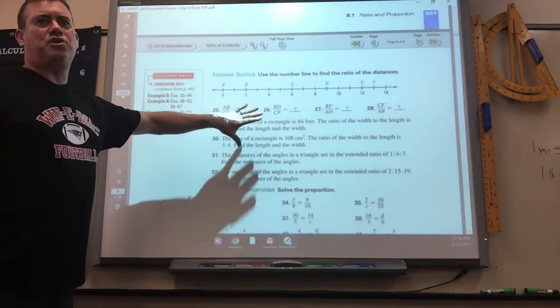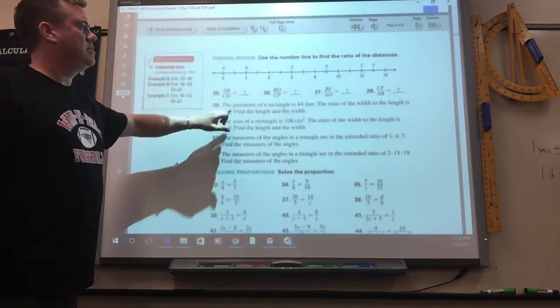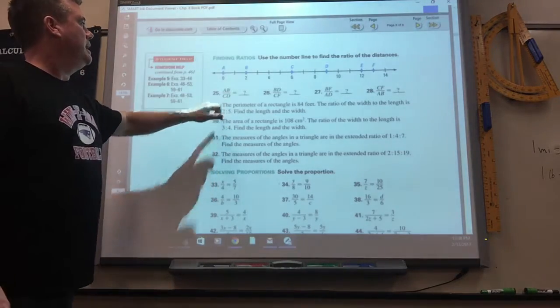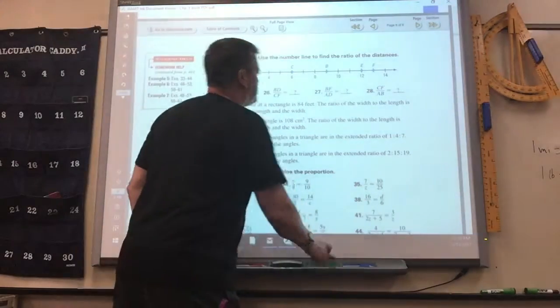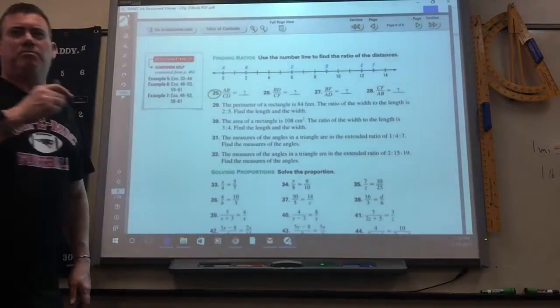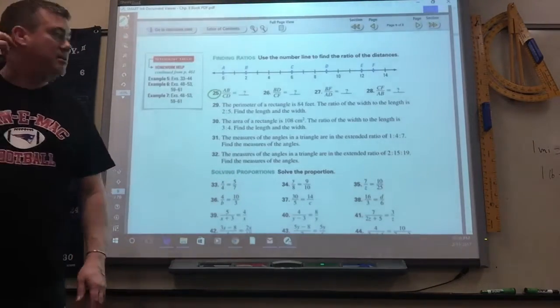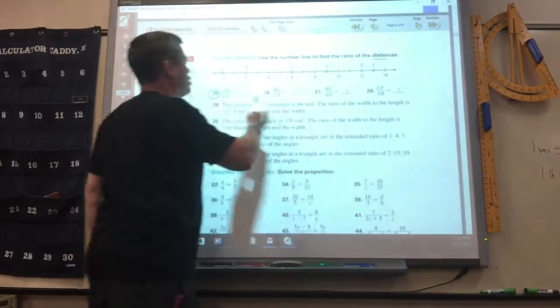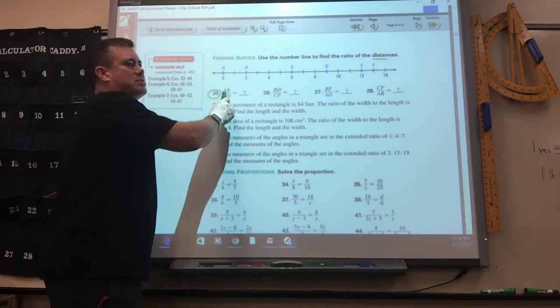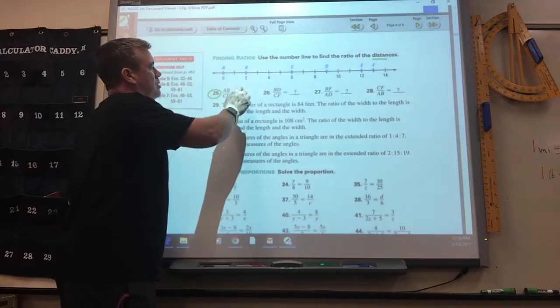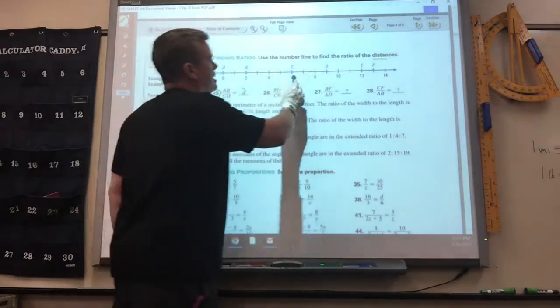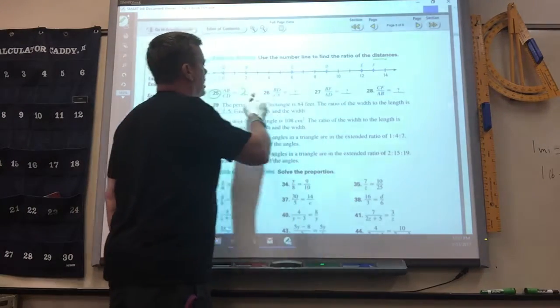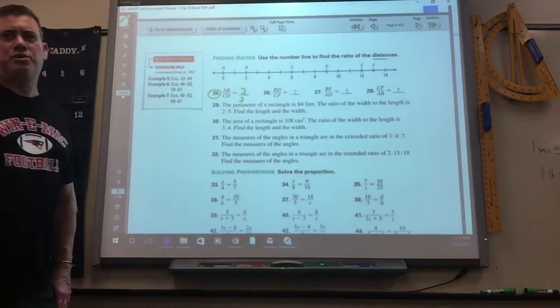Now, I just want to show you this before you start. These are simple right here, but they're maybe hard to understand. When they want the ratio of the distances, you just count how far is AB? It's 2. And how far is CD? 1, 2, 3. So the ratio is 2/3.